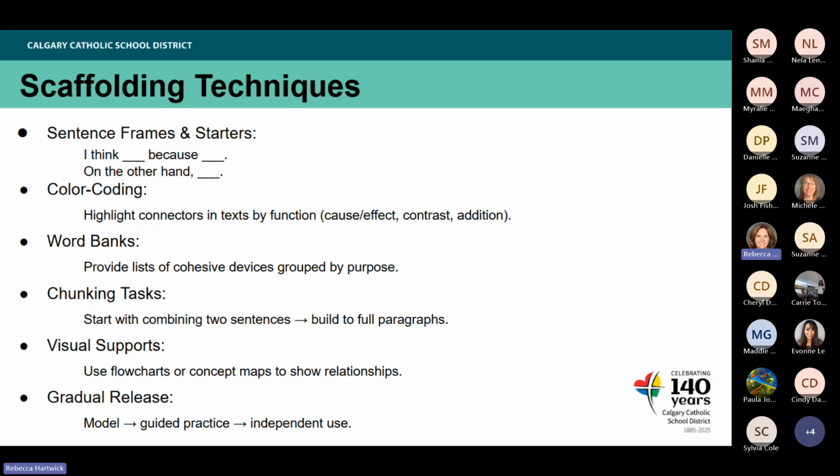That may move to just guided practice. Say, hey, I see you did this. I'd like you to go back and I'd like you to add this now. And then lastly, independent use. They would no longer need the scaffolds in order to display this skill.